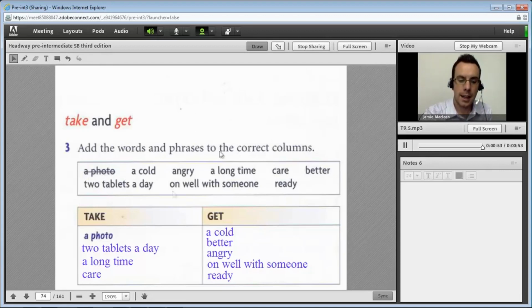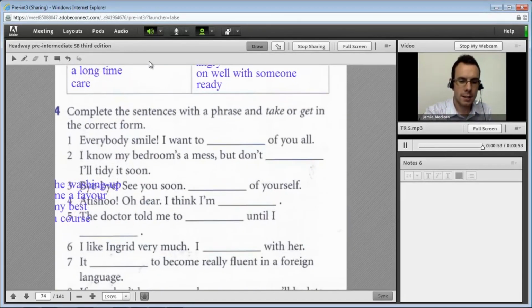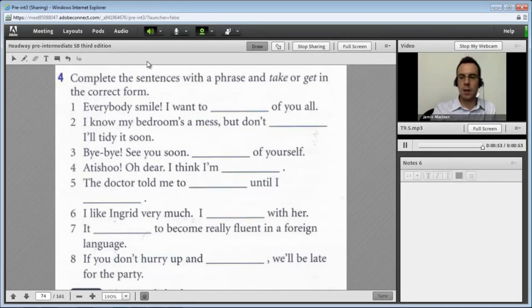Okay, again, I would like you to use these phrases from the box in number 3 to complete the sentences in exercise 4. Remember, you can change the form of the verb.